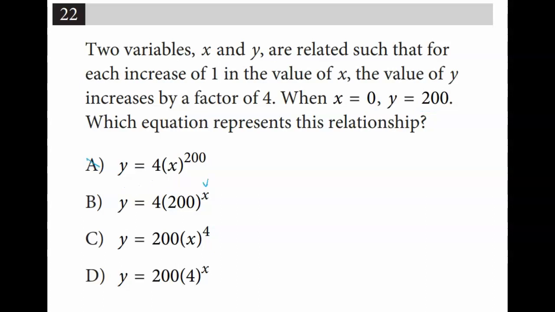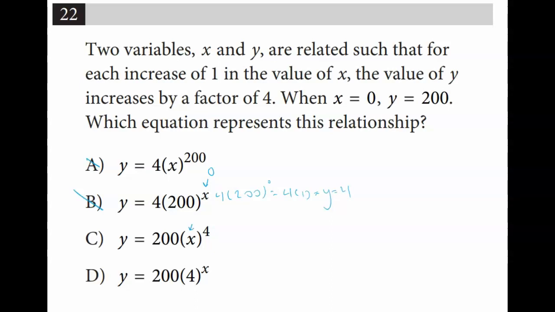When I plug in 0 for x, we get 4 times 200 to the power of 0, which means it's 4 times 1, which means y would equal 4, not 200. So we know B is wrong. So let's keep moving on.